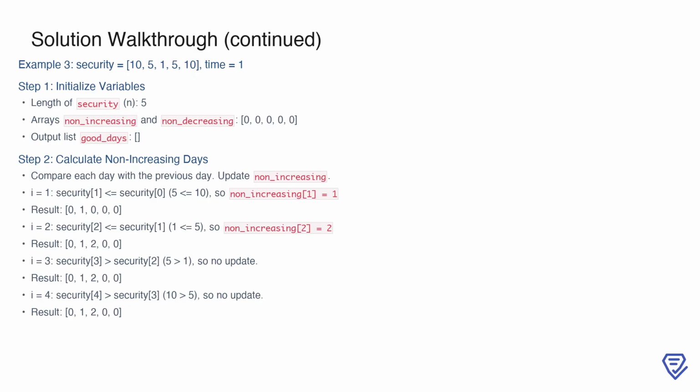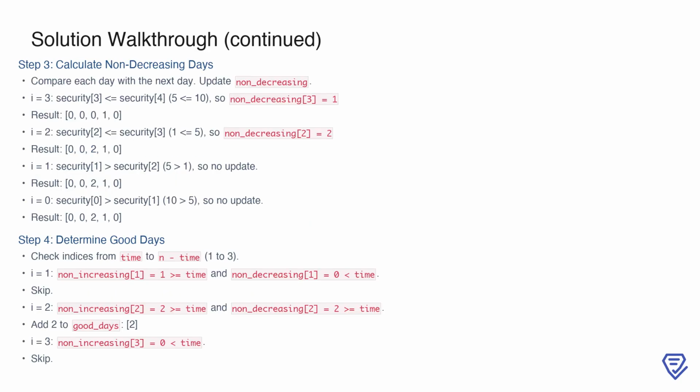The first step is to calculate the non-increasing array. Starting from the second day, we compare each day's security with the previous day. If the current day's security is less than or equal to the previous day's, we increment the value in the non-increasing array. For example, on day 1, 5 is less than 10, so non-increasing 1 is set to 1. Similarly, at day 2, 1 is less than 5, so non-increasing 2 becomes 2. On days 3 and 4, the condition is not satisfied, so no updates are made. At this point, the non-increasing array becomes 0, 1, 2, 0, 0.